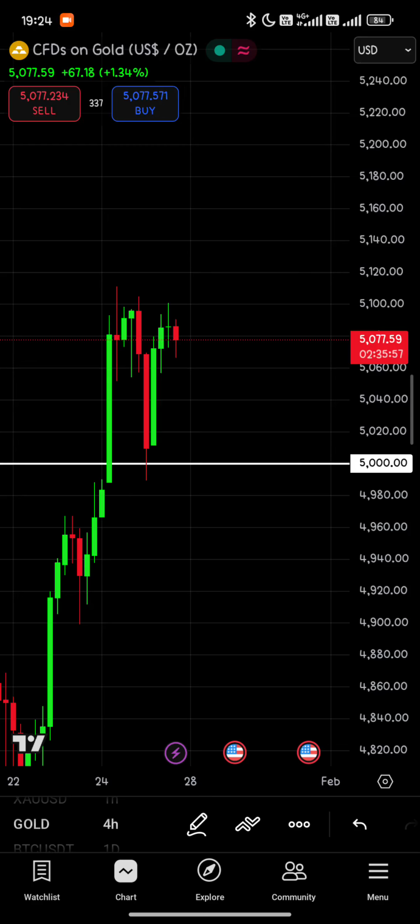Today I'll be analyzing the gold chart on Tuesday the 27th of January, to see whether the price action right now is still on a bullish side or on a bearish side.